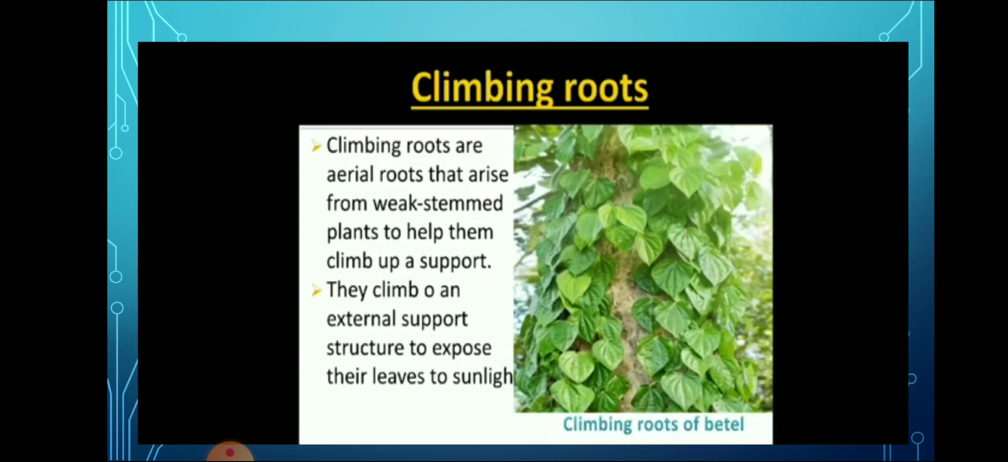Climbing roots. Climbing roots are aerial roots that arise from big stemmed plants to help them climb up a support. They climb on an external support structure to expose their leaves to sunlight.